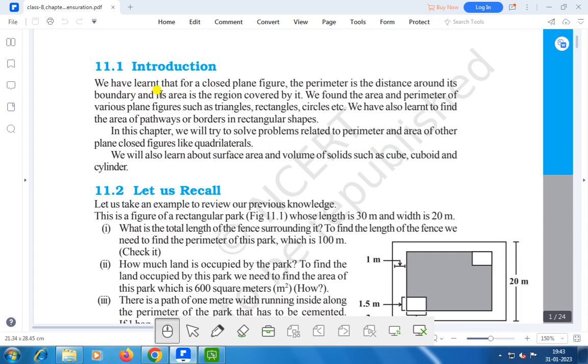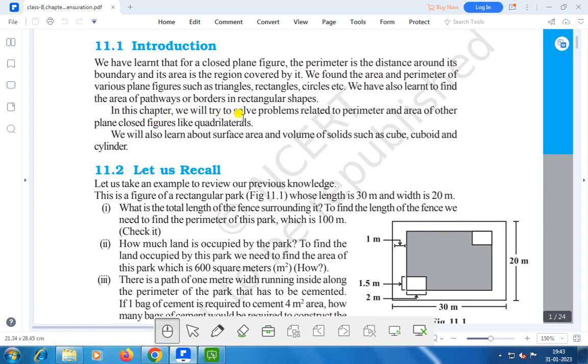Introduction. We have learned that for a closed plane figure, the perimeter is the distance around its boundary and its area is the region covered by it. We found the area and perimeter of various plane figures such as triangles, rectangles, circles, etc. We have also learned to find the area of pathways or borders in rectangular shapes.